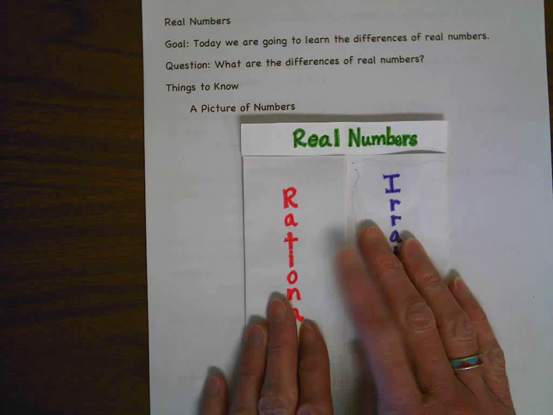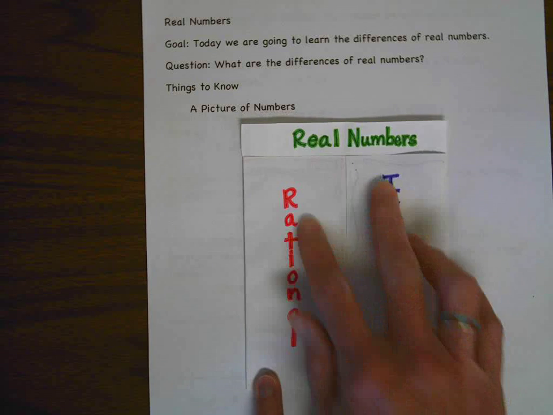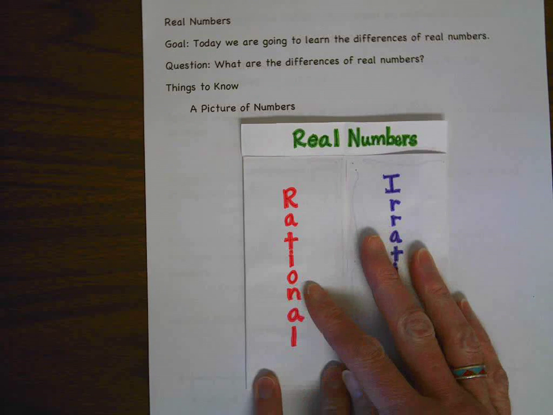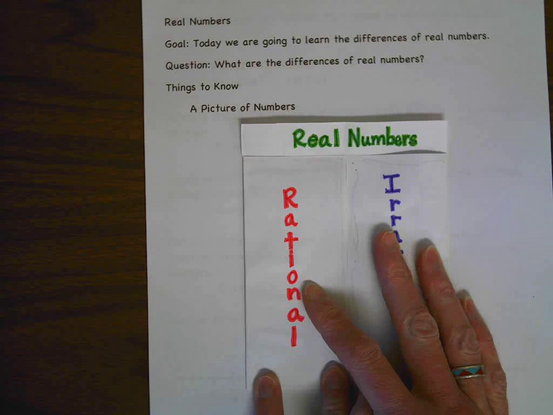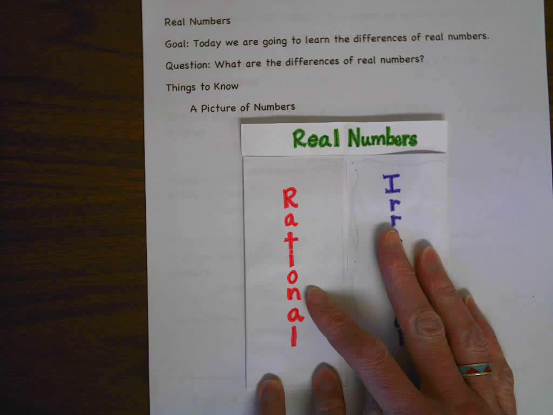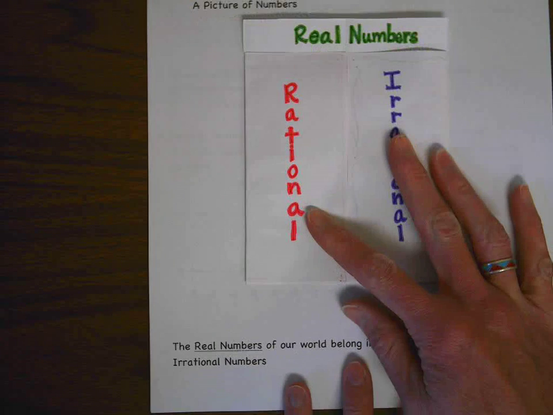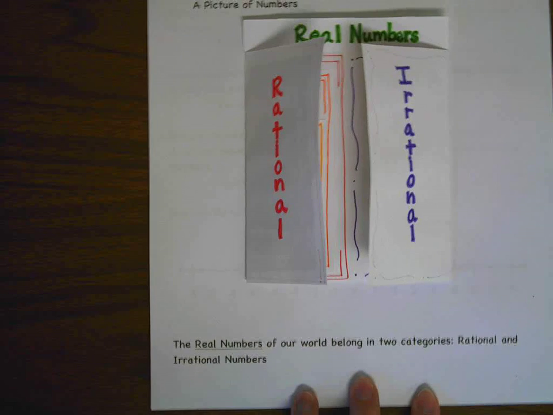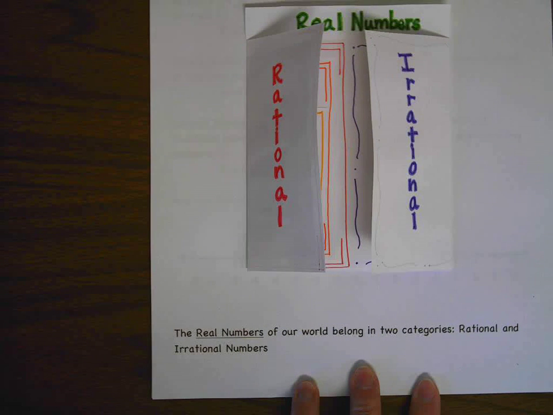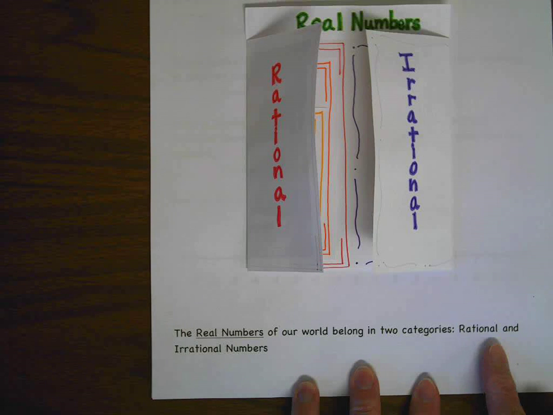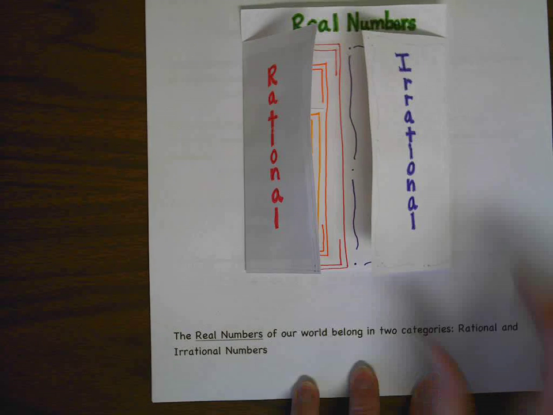All right, so this is how you have to try to organize your brain. This could be a really nice graphic organizer tool to help you remember. But you have to remember the difference of the different types. So we have rational and irrational. And so I would like you now to write down this part. And it says real numbers of our world belong to two categories. Those two categories are rational and irrational numbers.